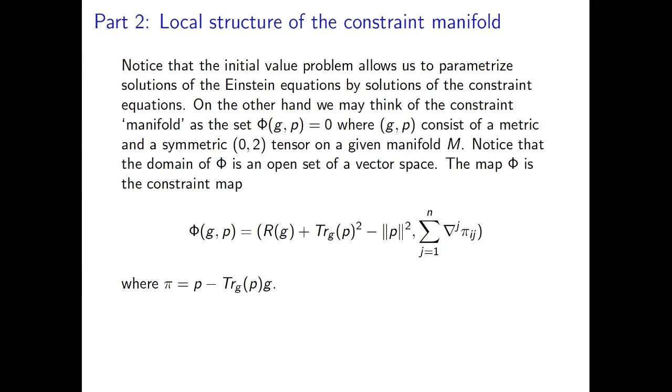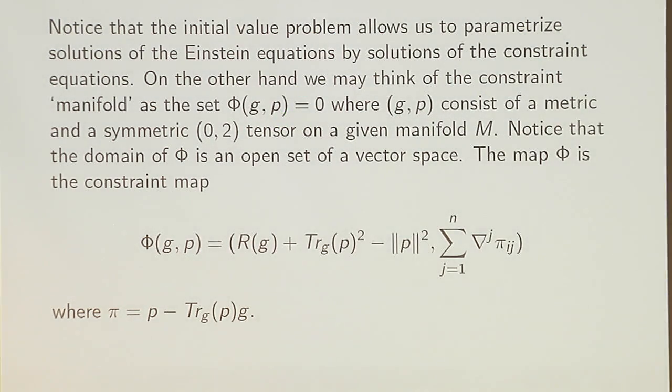Okay, and so again, in order to understand solutions of the Einstein equations, we need to understand the constraint equations. And so we can then look at the constraint equations as the zero set of a map. Namely, we can take, we'll call it capital Phi, the constraint map.